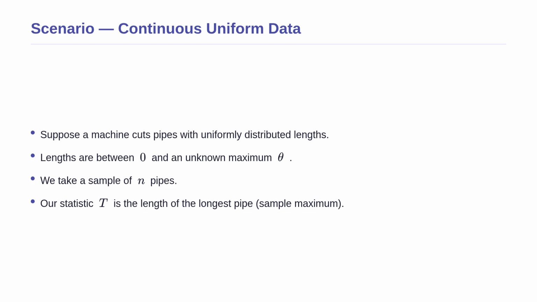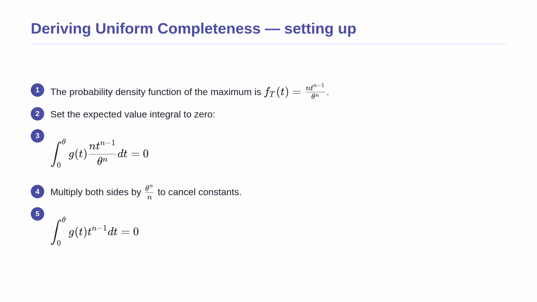Let our statistic, t, be the length of the longest pipe in our sample, which is known as the sample maximum. Just like before, we want to prove that this sample maximum is a complete statistic. Because the data is continuous, we will use integrals instead of summations, but the core logic remains exactly the same. Let us set up the proof for the continuous case.